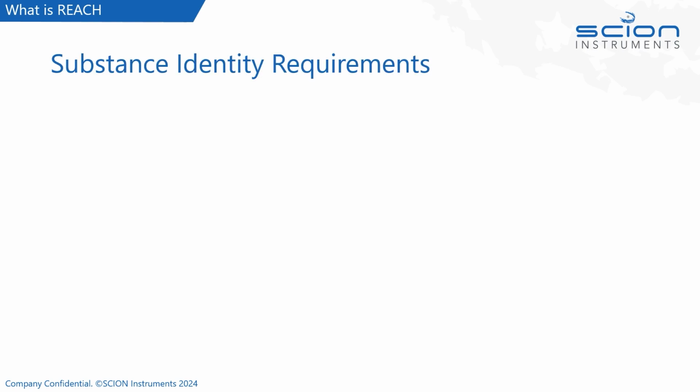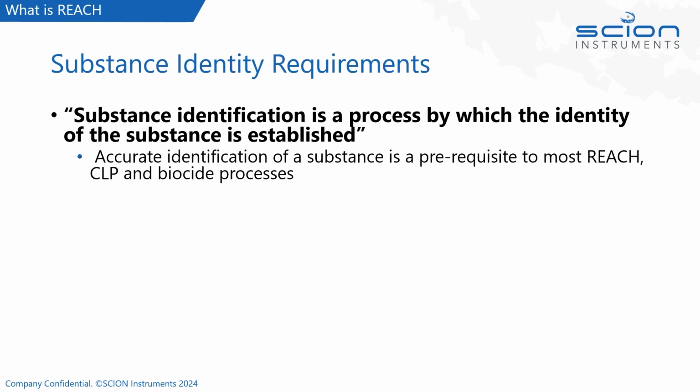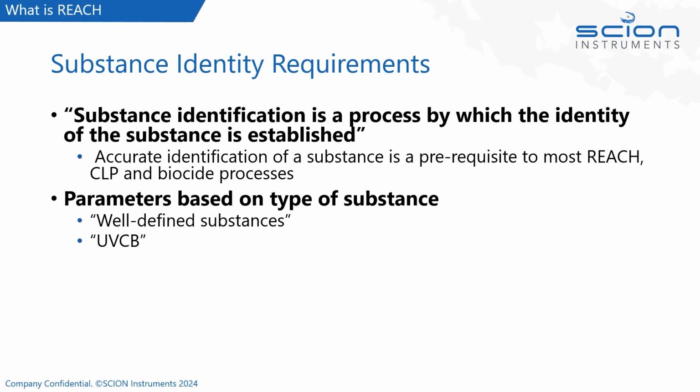So REACH has substance identity requirements, and ECHA defines substance identification as a process by which the identity of the substance is established. So accurate identification of a substance is a prerequisite to most REACH, CLP and biocide processes. So CLP is the Classification, Labelling and Packaging Regulation. This is another European Union law that requires companies to classify, label and package chemical substances and mixtures in a uniform way. So the parameters for substance identity requirements will be based on the type of substance.